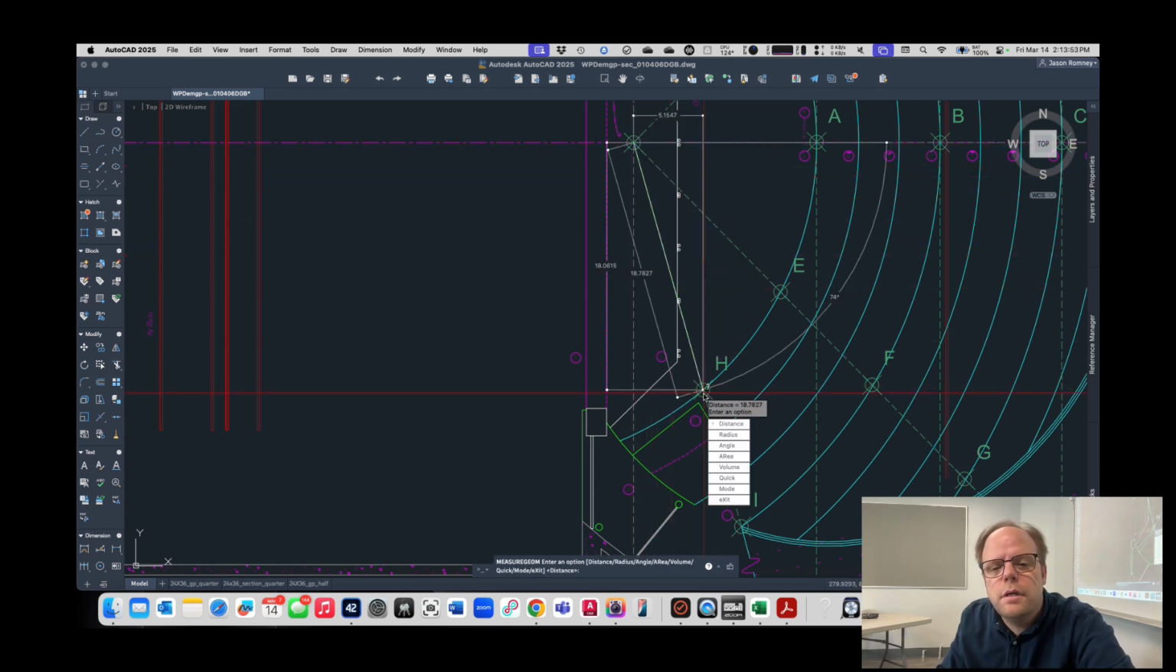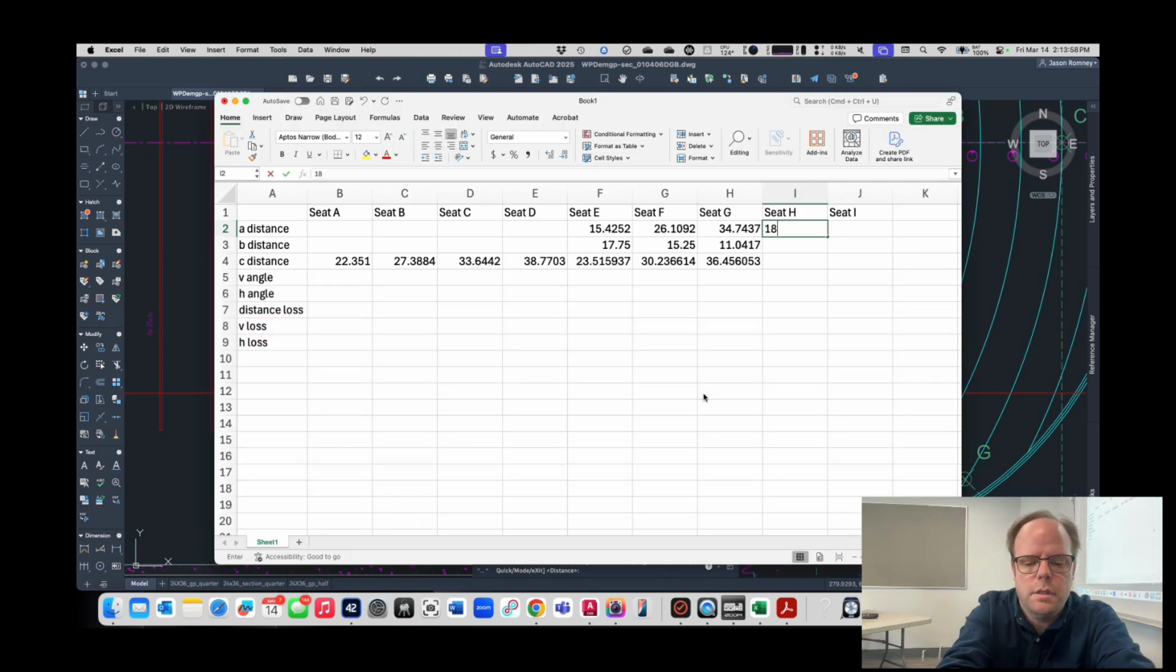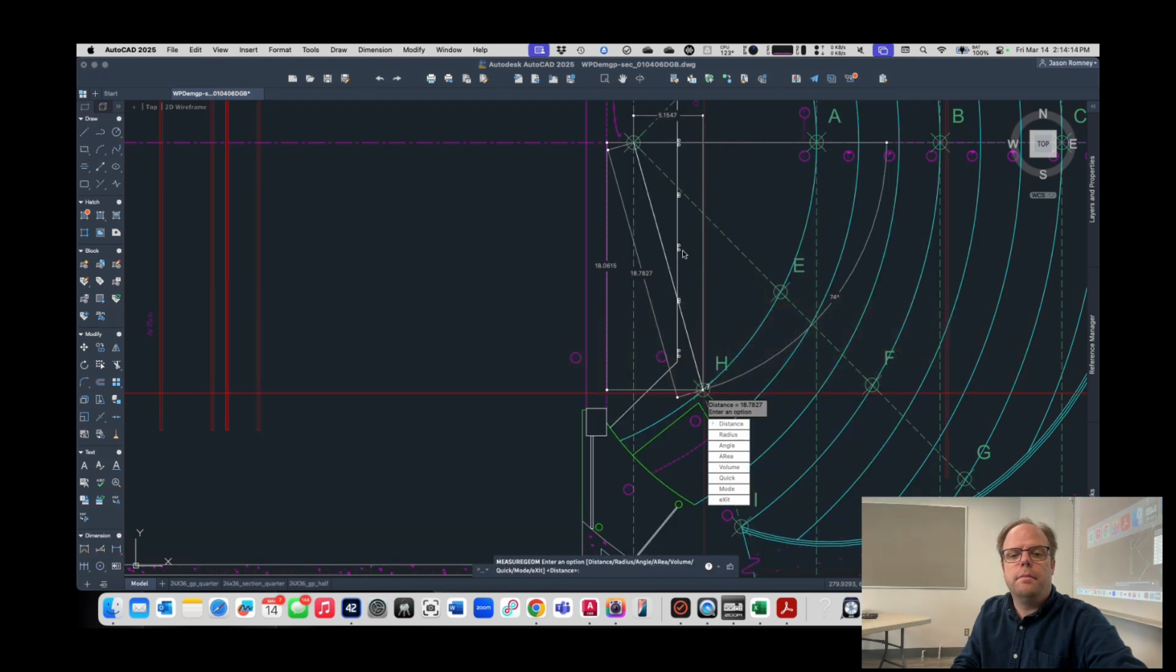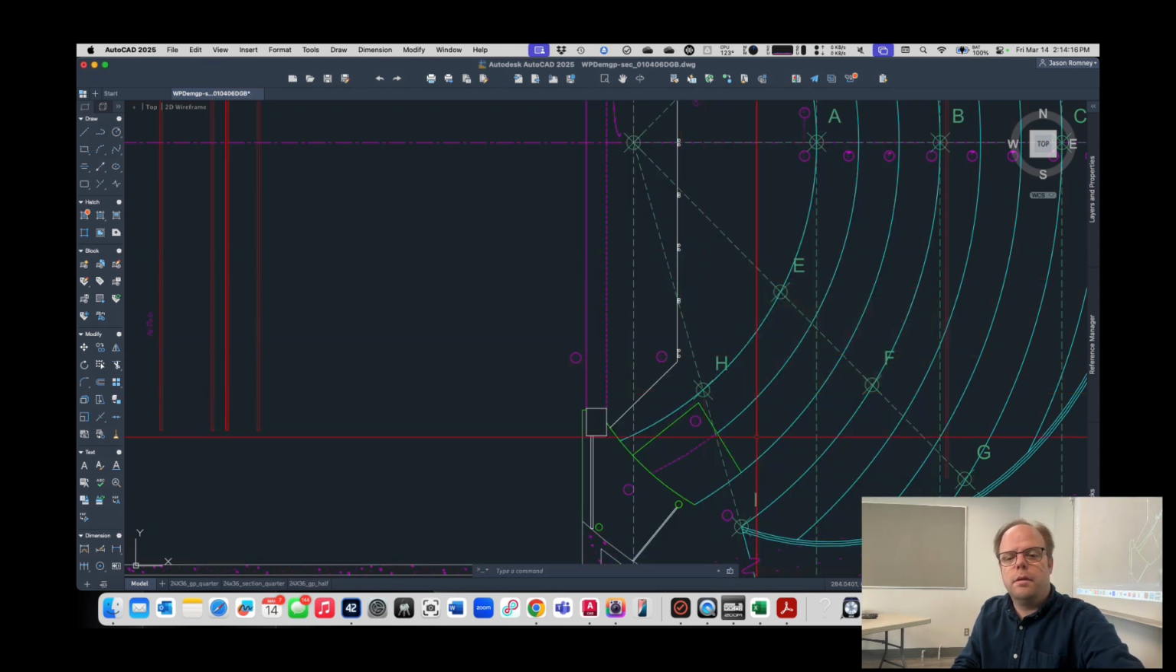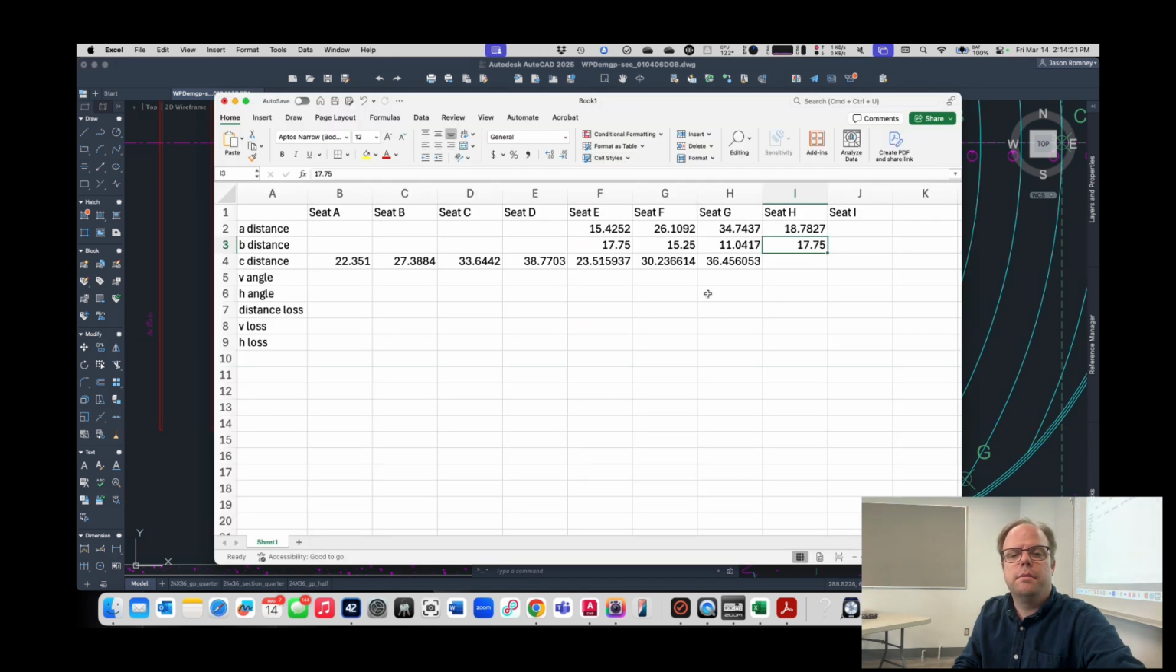Okay, so now I got to get H. H is 18.7827. And then the B value here is going to be the same as CE because it's on the same row, right? So I can just take that and copy that over. I don't have to measure that again. Would that also be then for F and I? Or are they the same? No, yeah. So I would have the same value for F. Okay. Yep, so we can copy that over.